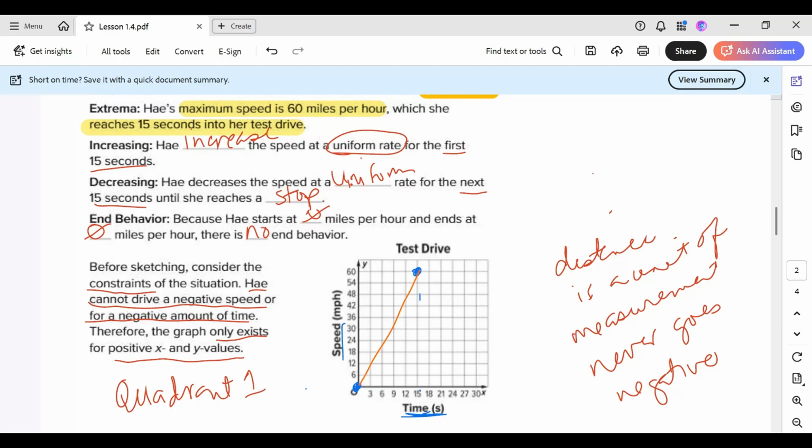Then she stopped at 60, and then she decelerated for 15 more seconds back to 0. If we hit a peak at 15, 15 more seconds hits us at 30. We ended up back at 0, and so we decelerated back to 0.